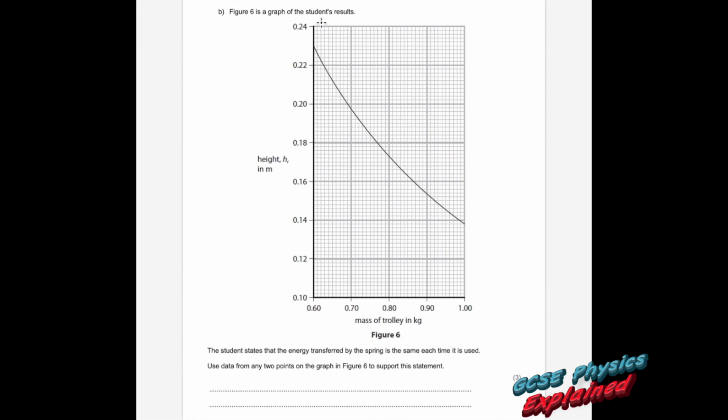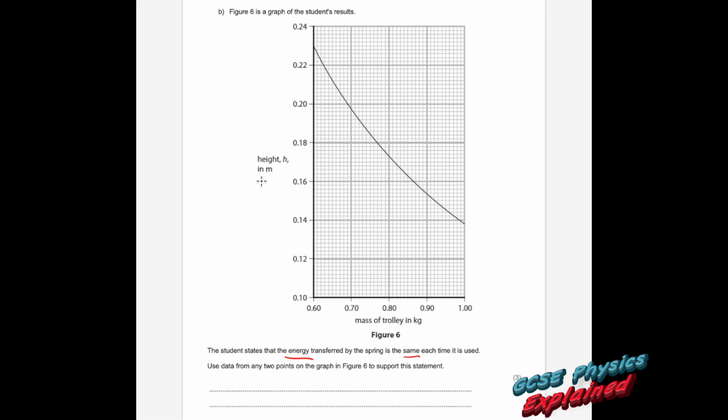Figure 6 is a graph of the student's results. Right, that's the vertical height going up the side, and that's the mass of the trolley. The student states that the energy transferred by the spring is the same each time it's used. Use data from any 2 points on the graph in figure 6 to support this statement. Right, what do we know? So they're saying it's the same amount of energy.